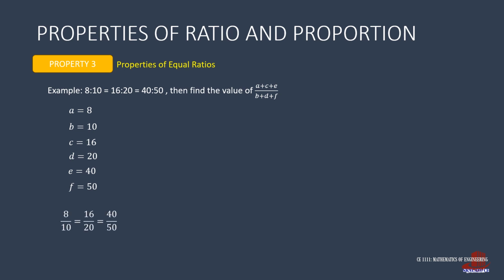In fraction form, we say 8 over 10 is equal to 16 over 20 and also equal to 40 over 50. When each fraction is reduced to its lowest terms, we get 4/5. When all numerators are added, and same with the denominators, that is 8 plus 16 plus 40 and 10 plus 20 plus 50, these can be simplified as 64 over 80, which can be reduced to 4/5 just the same.